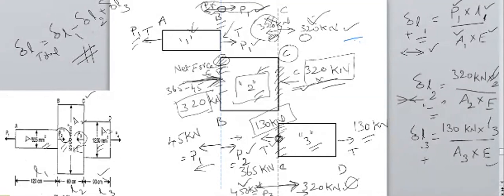So to keep this third portion in equilibrium, the same force needs to be applied here. So this P4 value is also equal to 130 kilonewtons. It must be balanced. We call this the equilibrium condition.